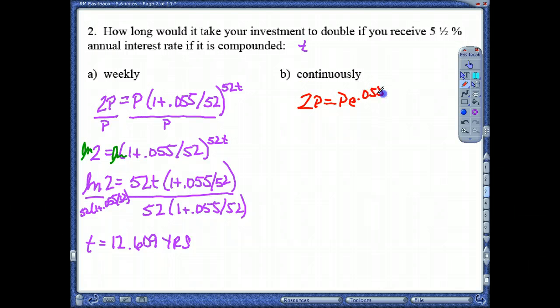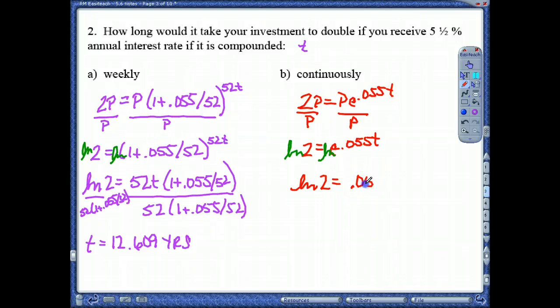P e to the 0.055t. Once again, you're going to divide both sides by P. In order to solve, your exponential has to be by itself before you natural log both sides. I'm going to natural log both sides. The nice thing about natural logging and e is they cancel each other out. So I'm already at 2 equals 0.055t. I'm ready to divide through and find my answer.